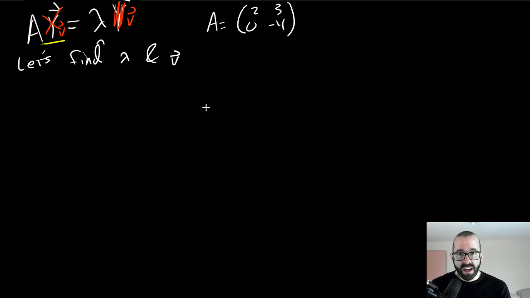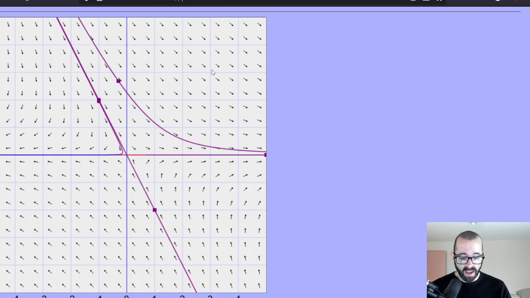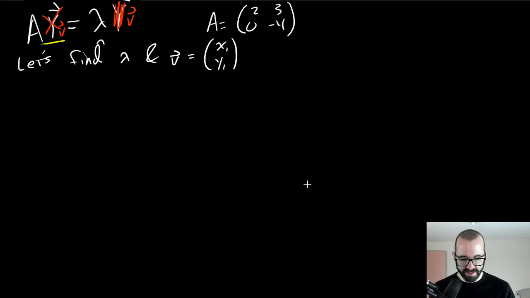Okay. So how are we going to do that? Well, let's write out what we have. So v is going to be some specific xy pair that we don't know yet. I mean, we do. For this example, we do, right? We do know the directions that these vectors are going to be going, but let's pretend we didn't. We're going to find a lambda and a v that make this true.